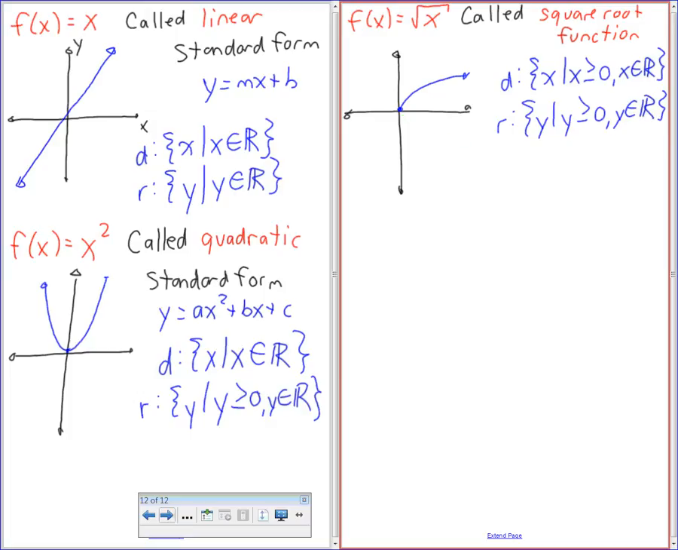Okay, next one is going to be, oh, this is a dandy. Well, I'd say dandy. It is called the reciprocal function.